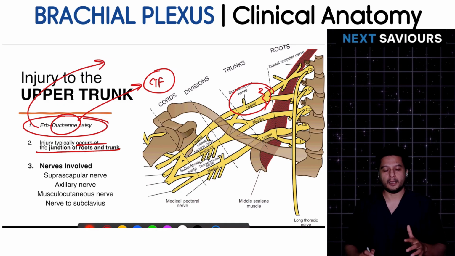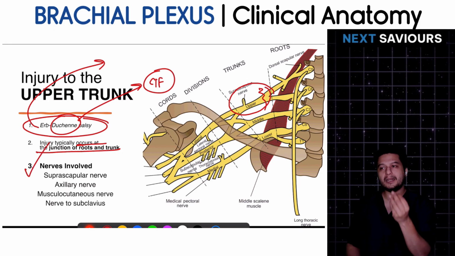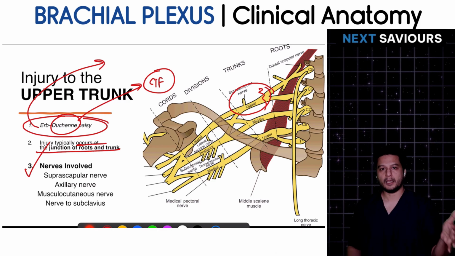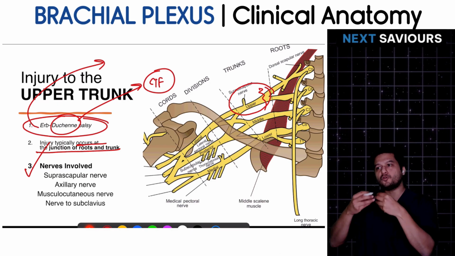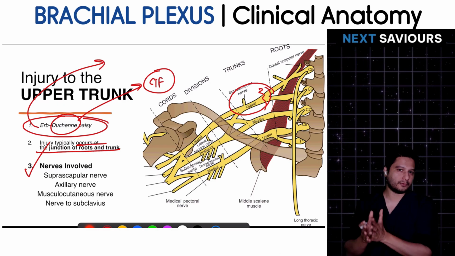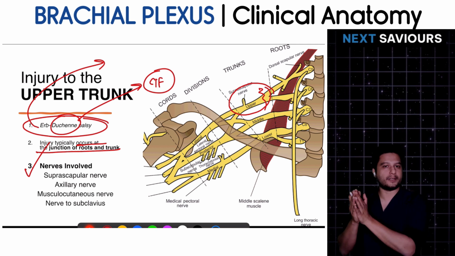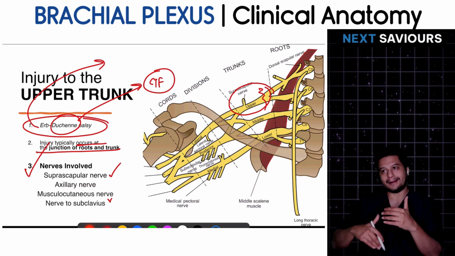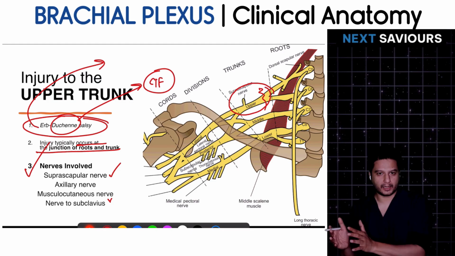Now point number three. This is something which the examiners ask you multiple times: what are the names of the nerves in particular which are involved in Erb-Duchenne palsy. So one is the suprascapular nerve. You know why? Because the suprascapular nerve originates from the upper trunk of the brachial plexus. The second one is the nerve to subclavius, because it is again originating from the upper trunk of the brachial plexus. The rest of the nerves are the musculocutaneous and the axillary nerve.